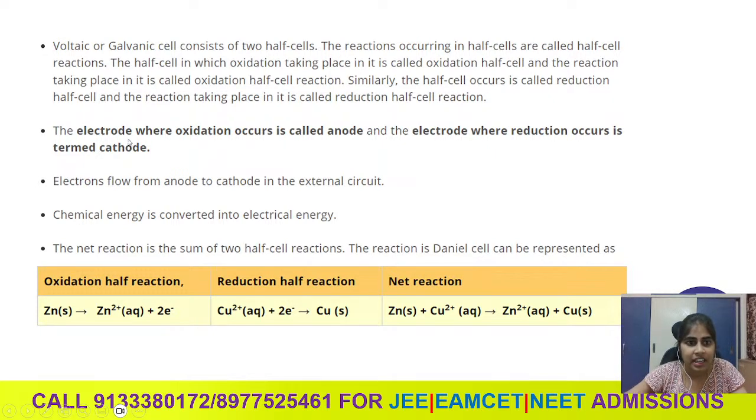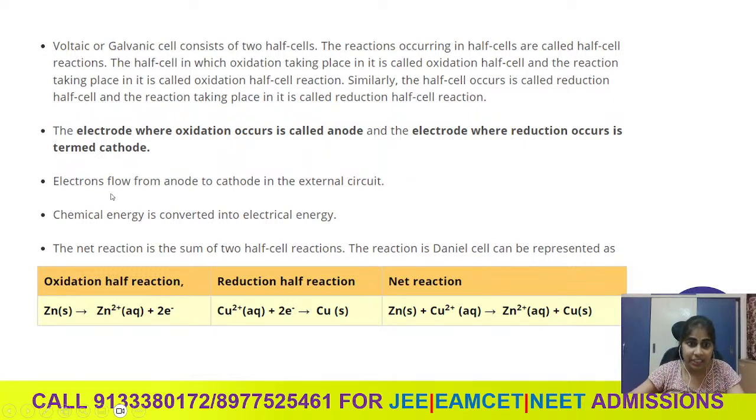And next, the electrode where oxidation occurs is called the anode. So what is meant by oxidation? Loss of electrons. Where loss of electrons takes place, there oxidation happens, and that occurs at the anode. And the electrode where reduction occurs is termed the cathode. So opposite to this, where gaining of electrons takes place, that is where reduction happens, that is the cathode.